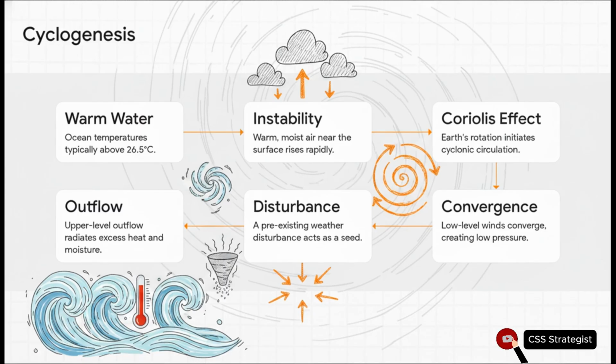a 6-step recipe. The primary engine here is latent heat, and for that you need warm ocean waters, specifically anything above 26.5 degrees Celsius. When you combine that giant pool of warm water with atmospheric instability, you get moist air rising rapidly. Next, you need the Earth's rotation, the Coriolis effect, to kick in and induce that signature cyclonic spin. Add in low-level wind convergence that piles up the air, a pre-existing disturbance to act as a seed, and finally an upper-level outflow. That outflow acts kind of like an exhaust pipe, radiating the excess heat away from the system. When all 6 of these conditions align perfectly, a monster is born.